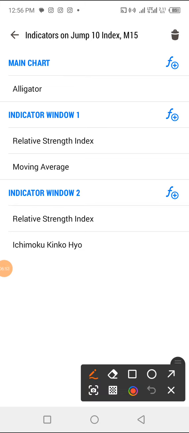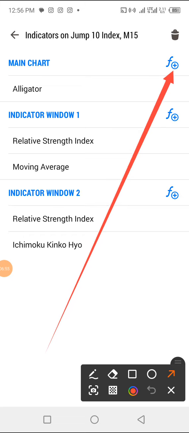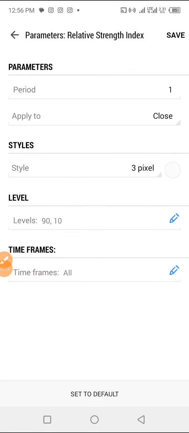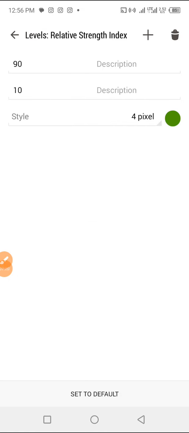Now, to add window 1 to your chart, you click on main chart, then scroll down to where you see the oscillators. In that oscillators list, you see the relative strength index. When you click on it, these are the parameters. We are only focusing on the levels. We don't have anything to do with the RSI itself. The levels are 90 and 10. At the 90 level, we are looking for opportunity to sell, and at the 10 level, we are looking for opportunity to take a buy.